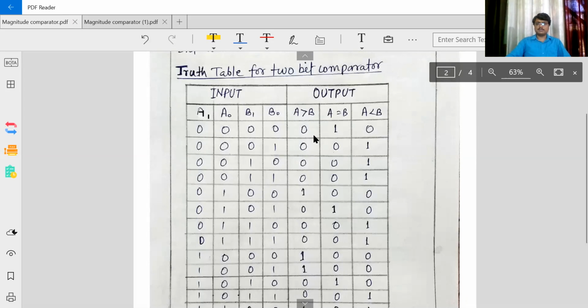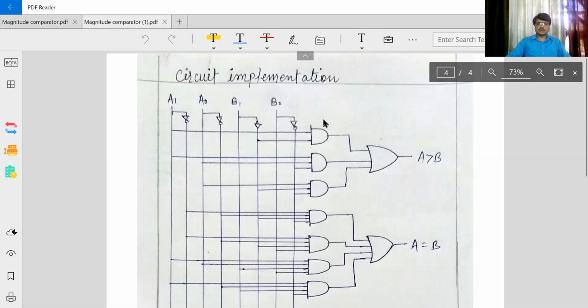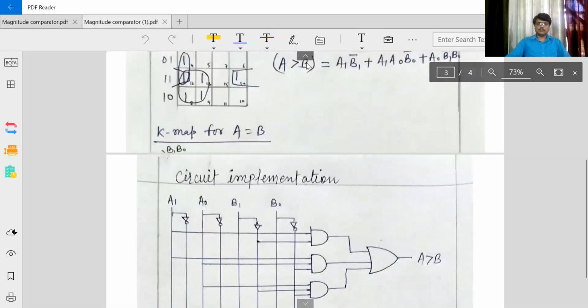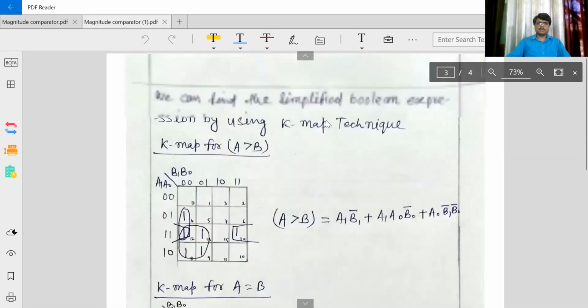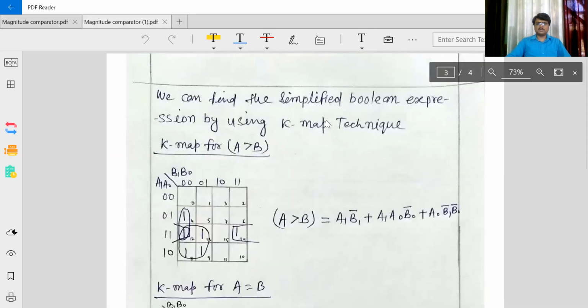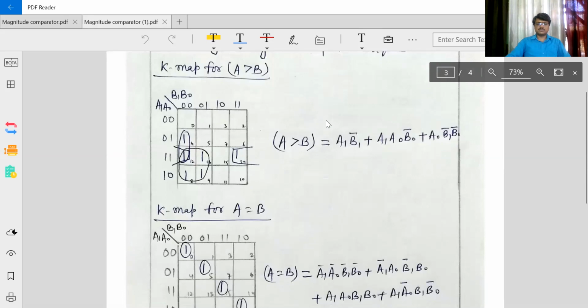Okay, a is greater than b, and k map for this one, a is equal to b, and k map for this. Okay, so let us see how it looks. There may be many methods to solve this. I have used the k map technique here because this is the simpler one.